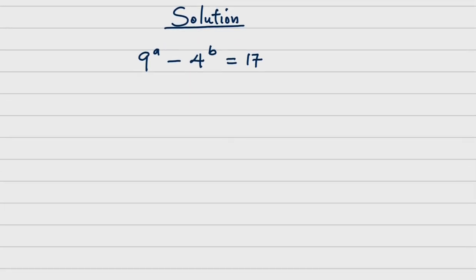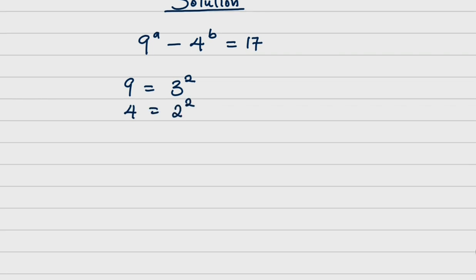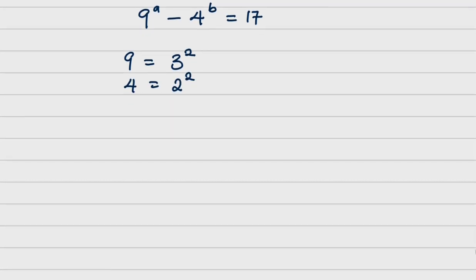Now, do you know that your 9 can be written as 3 raised to power 2, then 4 can be written as 2 raised to power 2. So substitute to make the question easier. Then we are going to have 3 raised to power 2 all raised to power A minus 2 raised to power 2 all raised to power B is equals to 17.